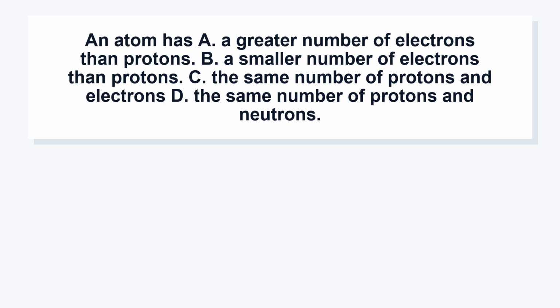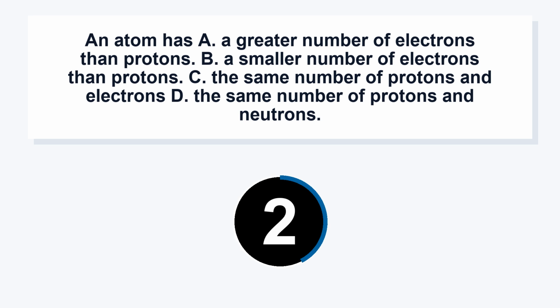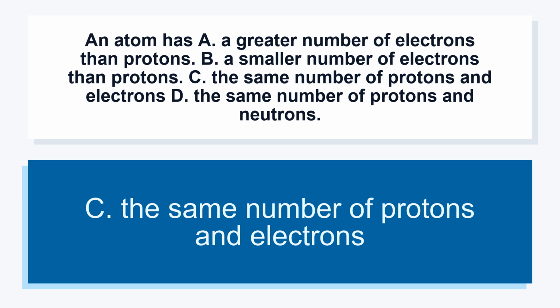A neutral atom has A. a greater number of electrons than protons. B. A smaller number of electrons than protons. C. The same number of protons and electrons. D. The same number of protons and neutrons. C. The same number of protons and electrons.